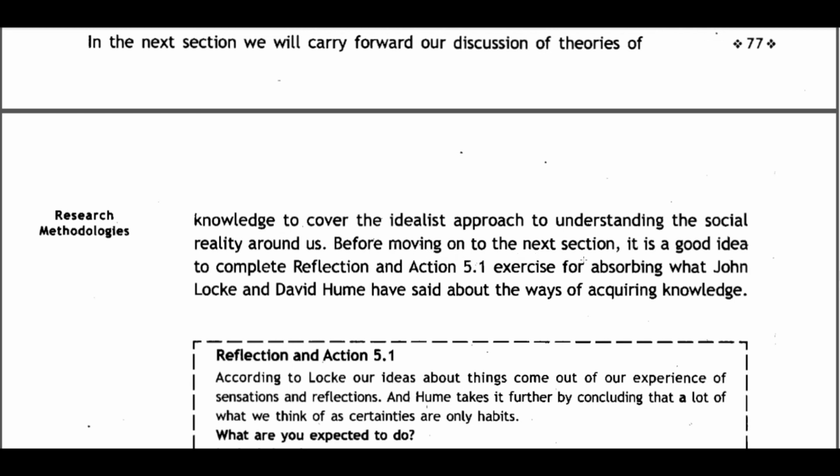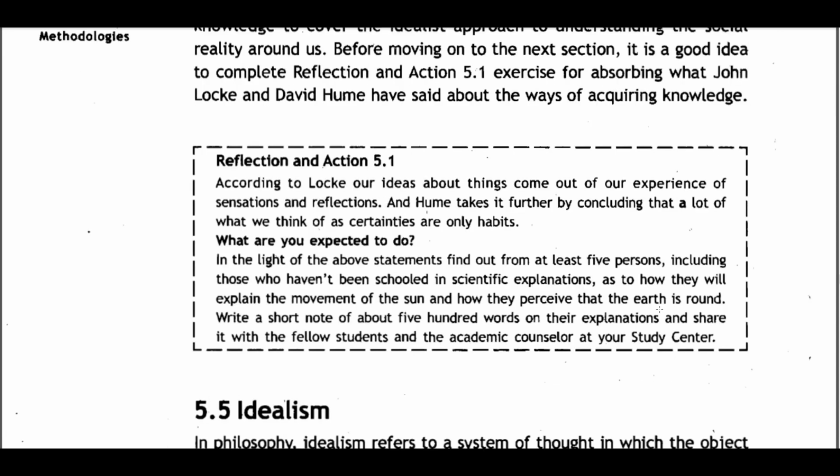Before moving on to the next section, it is a good idea to complete the Reflection and Action 5.1 exercise for absorbing what John Locke and David Hume have said about the ways of acquiring knowledge. Reflection and Action 5.1. According to Locke, our ideas about things come out of our experience of sensations and reflections, and Hume takes it further by concluding that a lot of what we think of as certainties are only habits. What are you expected to do? In the light of the above statements, find out from at least five people, including those who haven't been schooled in scientific explanations, how they explain the movement of the sun and how they perceive that the earth is round. Write a short note of about 500 words on their explanations and share it with fellow students and the academic counselor at your study center.